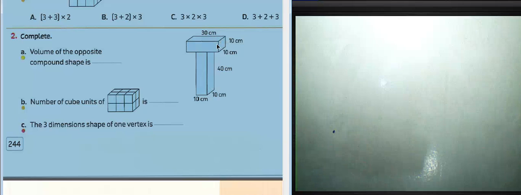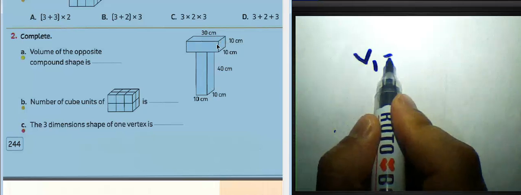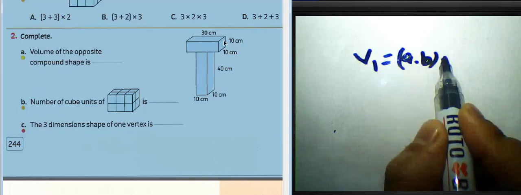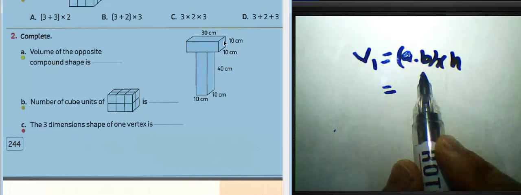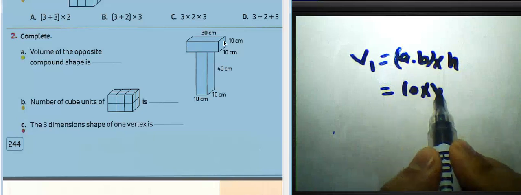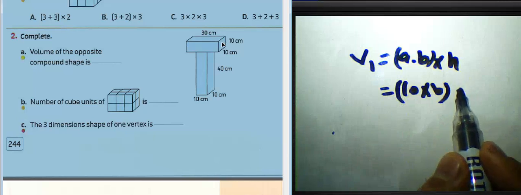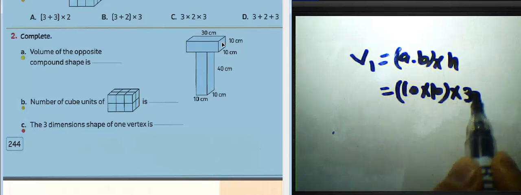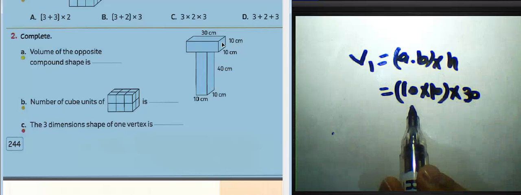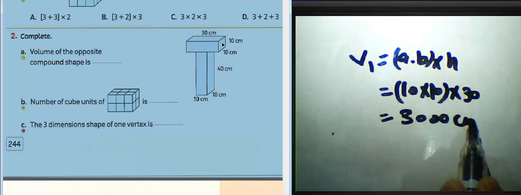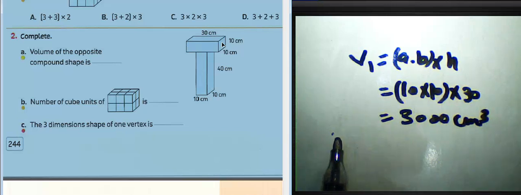So the volume of this cuboid, look at here, 10 times 10 times 30. The volume equal area of the base multiplied by height. The area of the base equal 10 multiply 10. Why? Because the base here is square and the height equal 30. 10 times 10 times 30. Okay, 10 multiply 10 equal 100. 100 times 30 equal 3000 cubic centimeter. It's the volume 1.